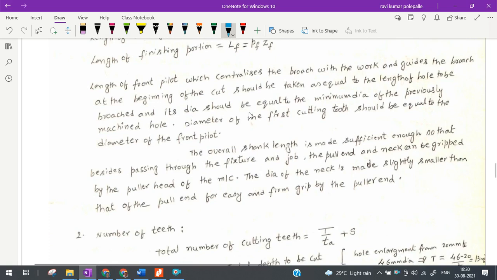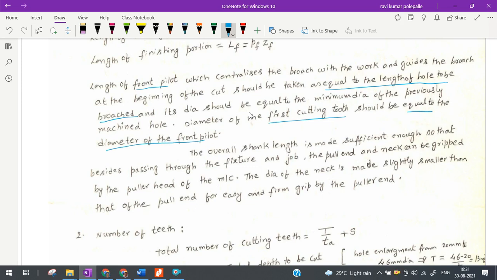So length of finishing portion, length of cutting portion, that have to be decided. When we talk about this length, length of front pilot, first length of front pilot, how much it shall be? It shall be taken generally equal to the length of the hole that has to be broached. That should be the length of the front pilot, and its diameter should be equal to the minimum diameter of the previously machined hole, that means starting hole. Next, diameter of the first cutting tooth, that is also important. Diameter of the first cutting tooth should also be equal to the diameter of the front pilot.